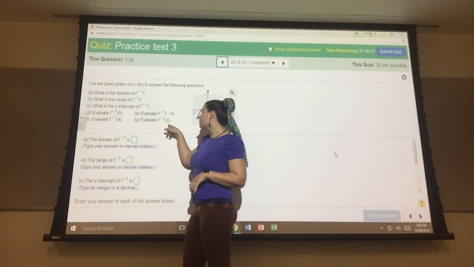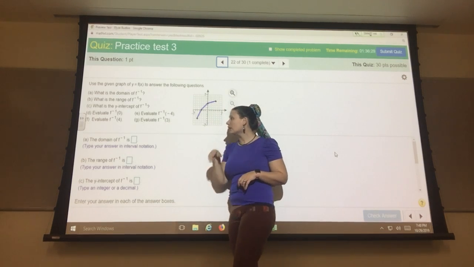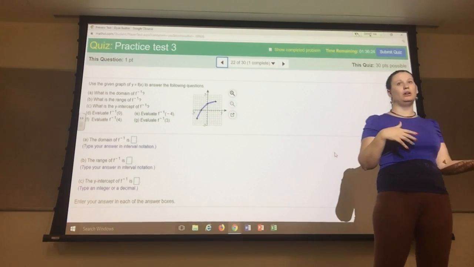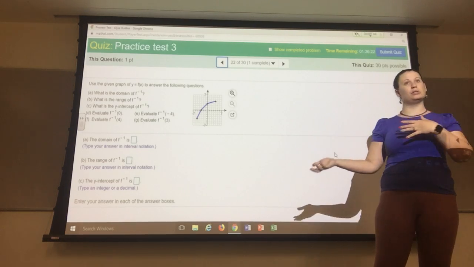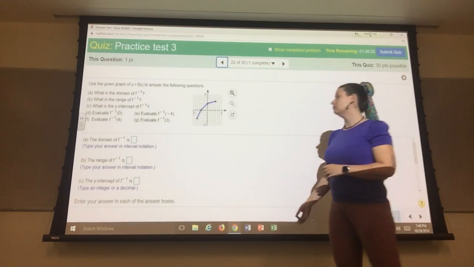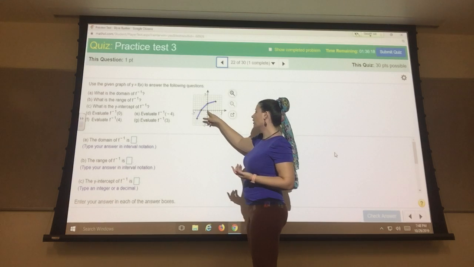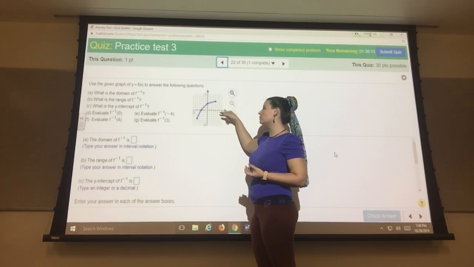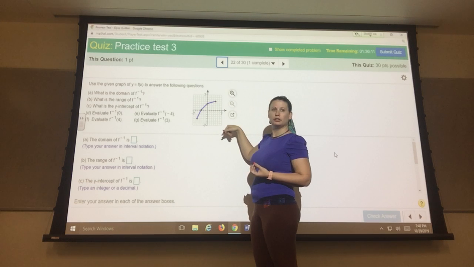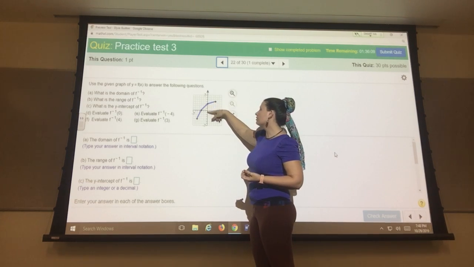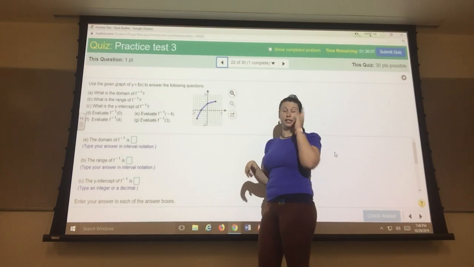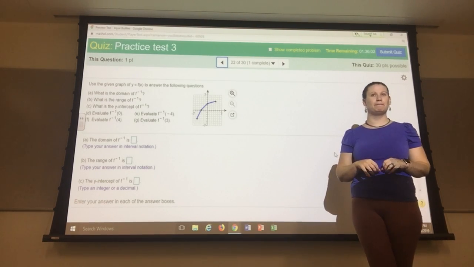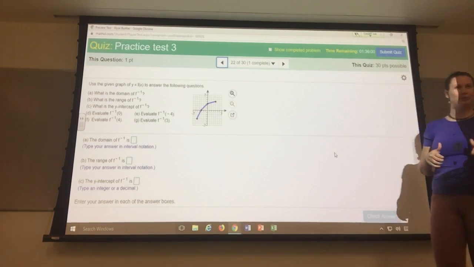What about this one? F inverse of 3 equals what? So that means f of what equals 3? So y is 3, right? X is 0. So 0, yes. See, I can even confuse myself sometimes. Okay? Did that help? Okay.